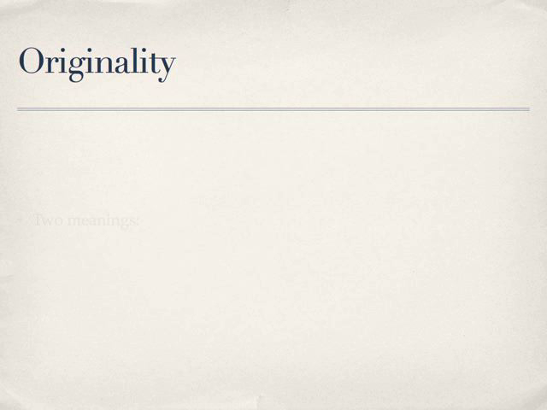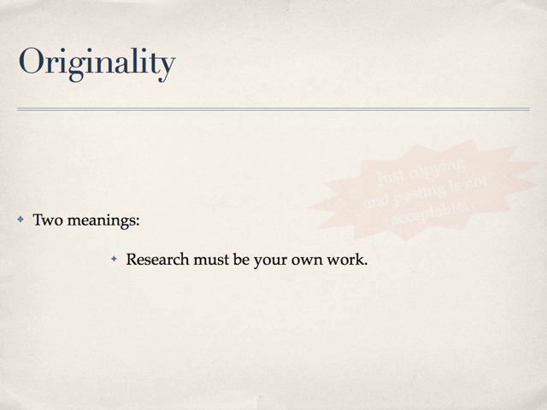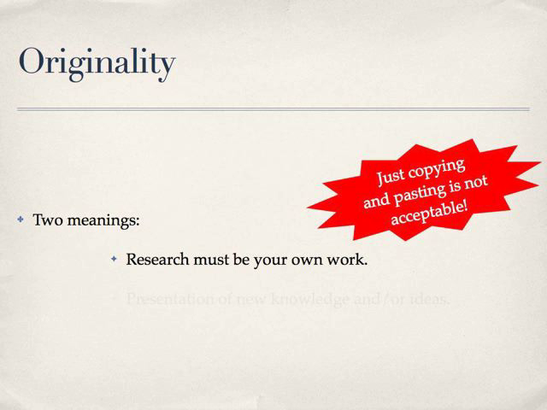It is very important that academic research is original. Original has two meanings in this context. First of all, the research must be your own work. You cannot just copy other people's data, words, or ideas without using proper references. These days, it is very easy to copy and paste from the internet. However, in academic writing, copying and pasting without a reference is unacceptable.